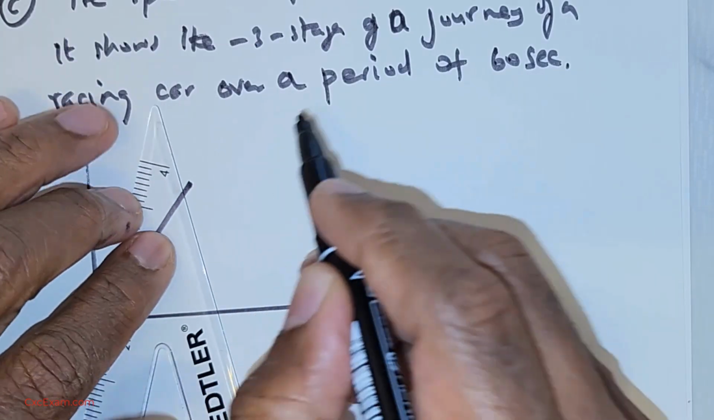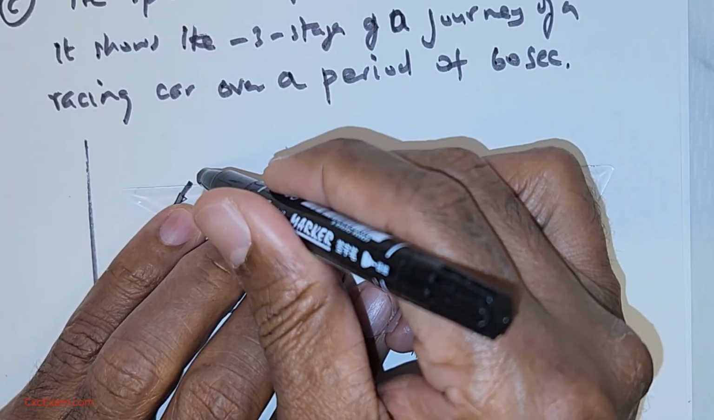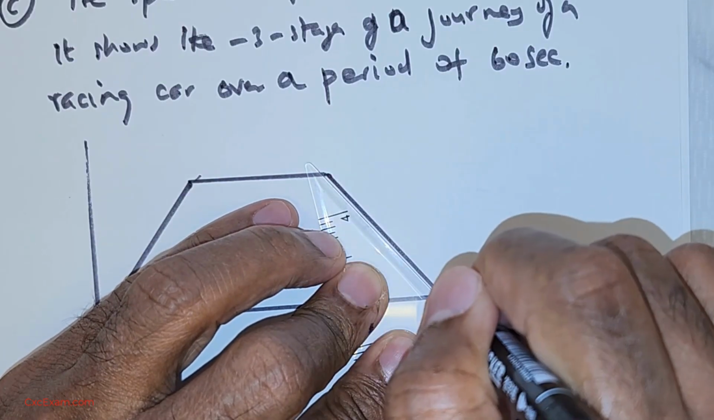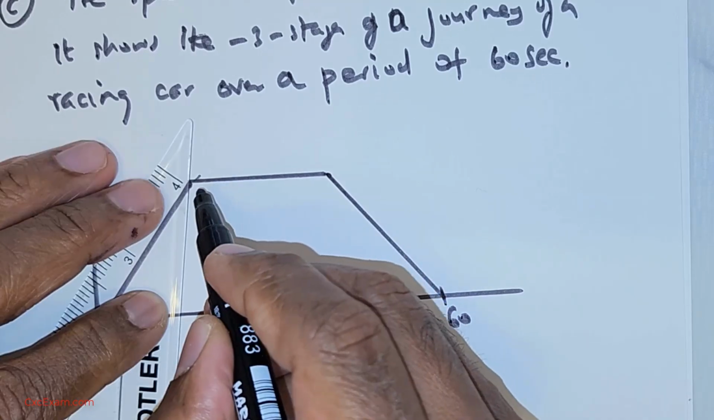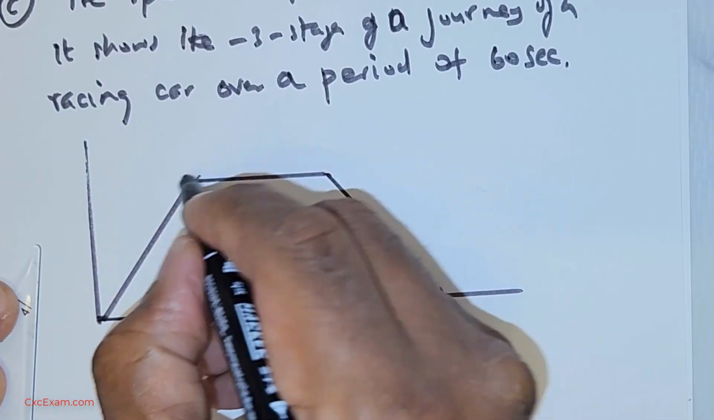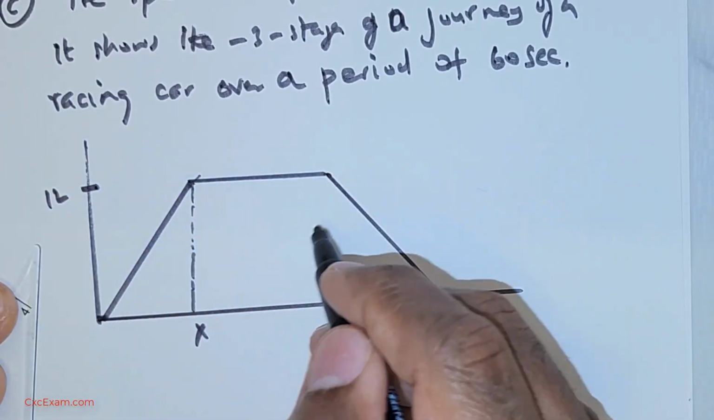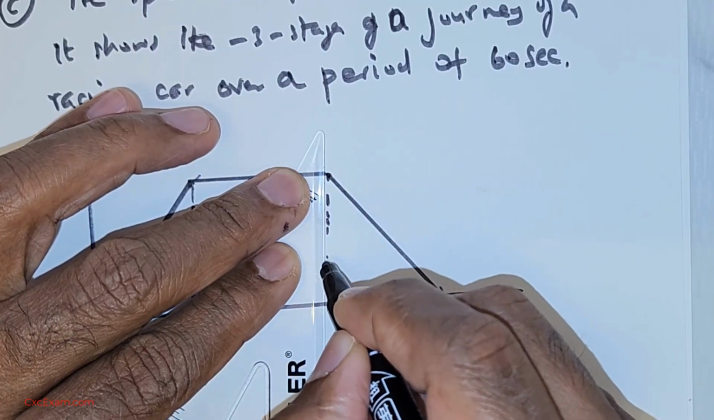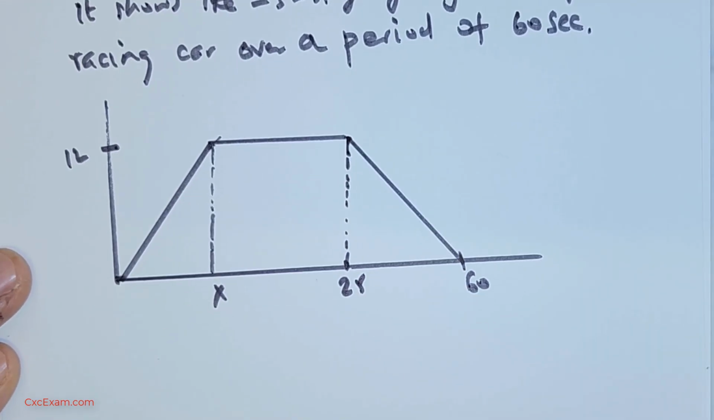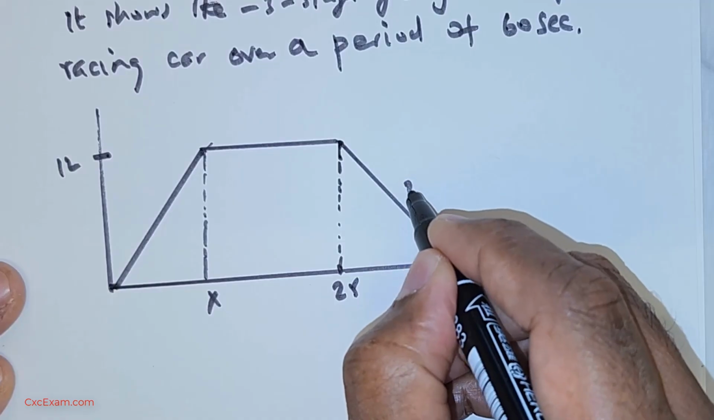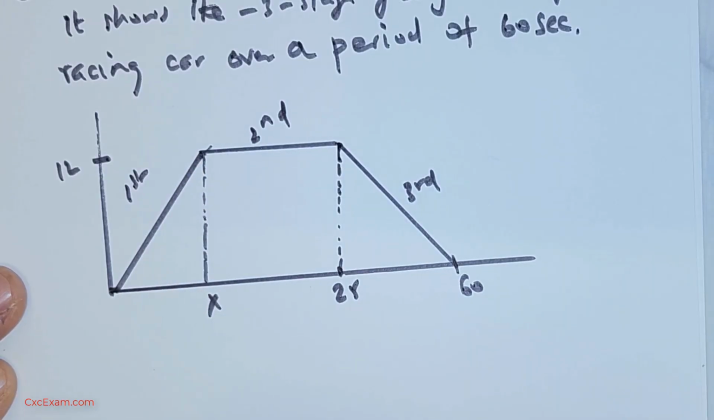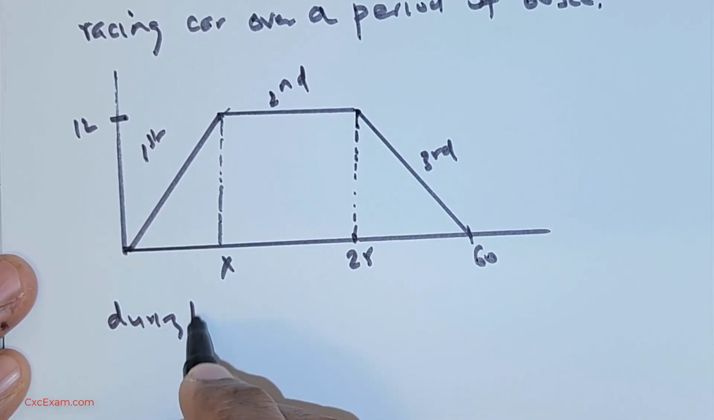So this is acceleration period, this is the time when the speed is constant, and deceleration, it goes here to 60. This point is given in dotted and written as x. This corresponds to 12. There is also a vertical line hitting at 25. So this is the third stage, this is the second stage, and this is the first stage.